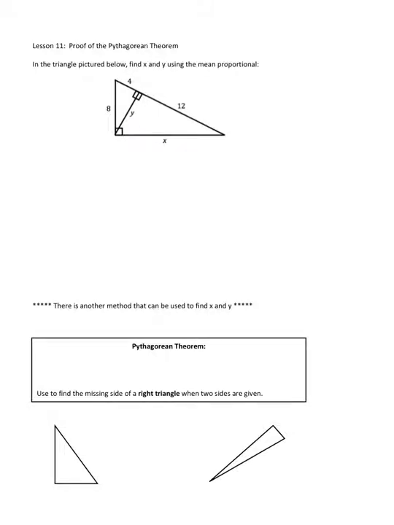Alright, today we're going to start off this lesson with you finding x and y using the mean proportional. This is what we did last week. Remember, there are two different mean proportionals when you have a right triangle with an altitude in it. One of them is the leg and one of them is the altitude. So you're going to start off and do that, and I'm going to check it when I check your homework in class.